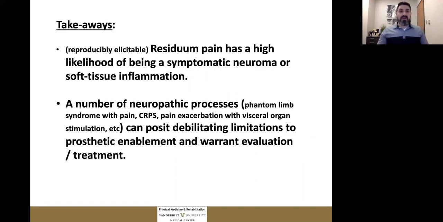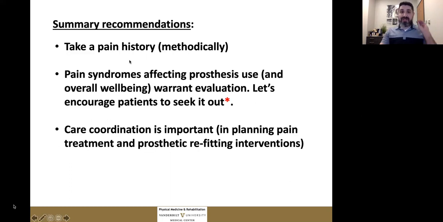All right, so takeaways. Reproducibly elicitable residuum pain has a high likelihood of being a symptomatic neuroma or soft tissue inflammation. A number of neuropathic processes can pose debilitating limitations to prosthetic enablement and warrant evaluation and treatment. Take a pain history methodically. Pain syndromes affecting prosthesis use and overall well-being warrant evaluation. Let's encourage patients to seek it out.